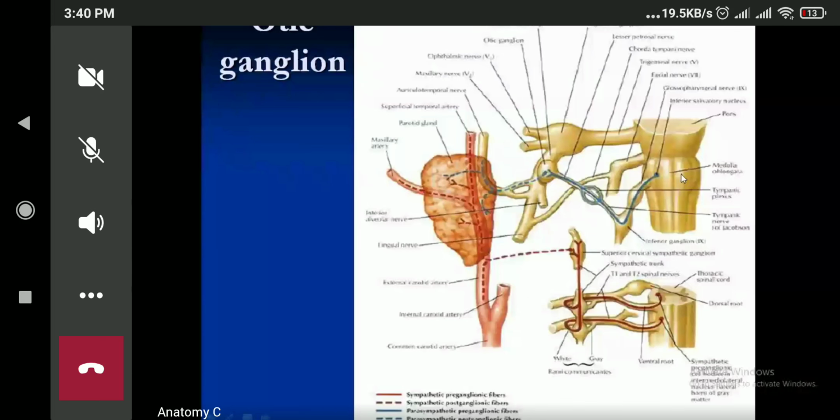Next one, glossopharyngeal nerve. This is the glossopharyngeal nerve. Now next one, can you see one nerve over here? This is known as the tympanic nerve of Jacobson. Now the tympanic nerve of Jacobson will form the plexus in the middle ear, that is known as the tympanic plexus. Now from the tympanic plexus, we have the lesser petrosal nerve. Now this will end in the otic ganglia.